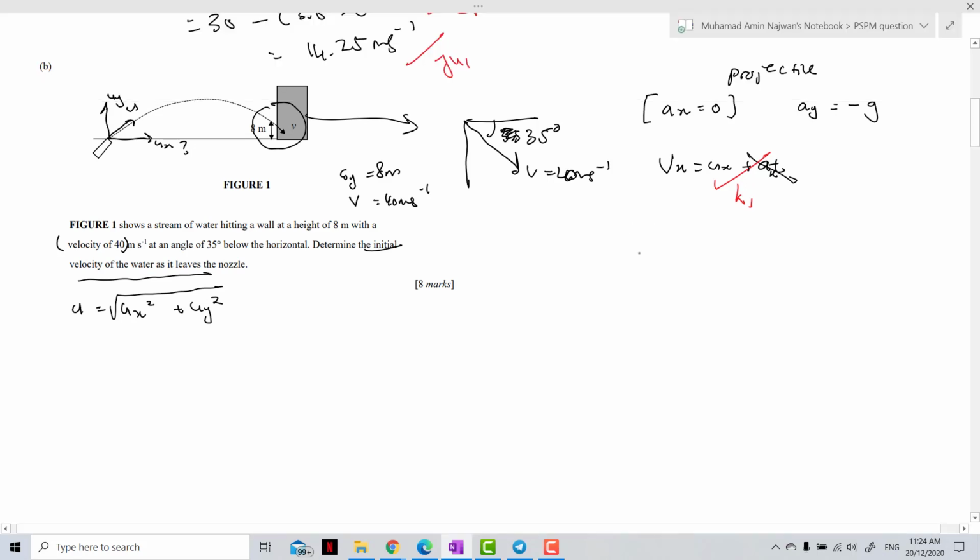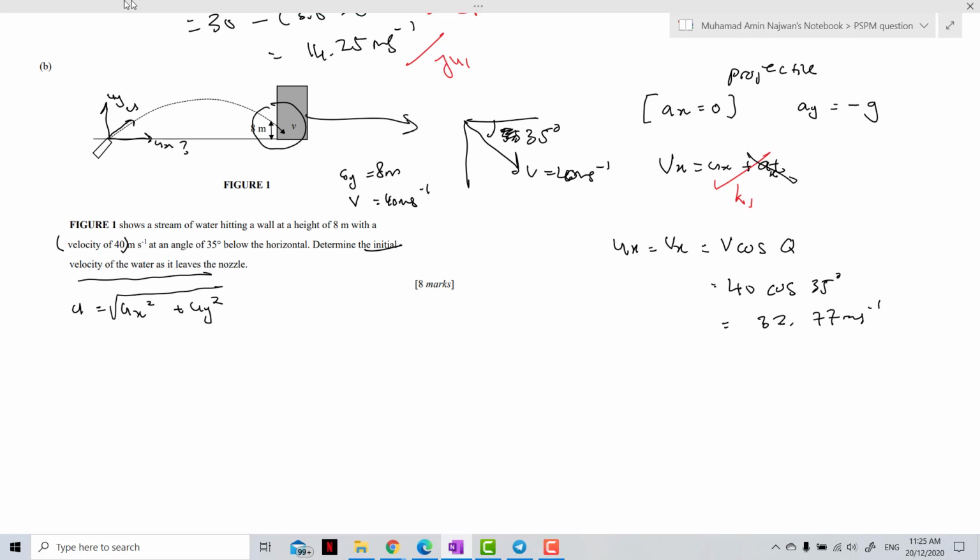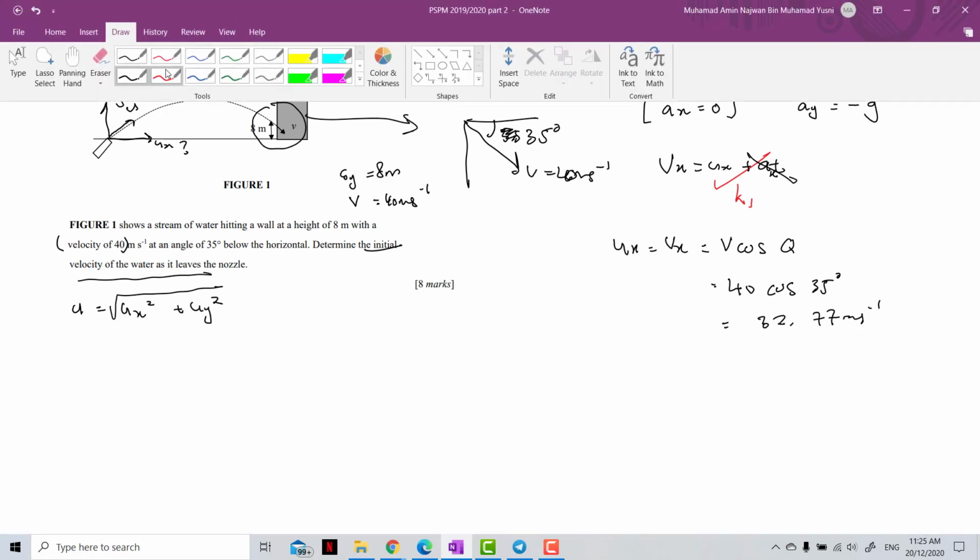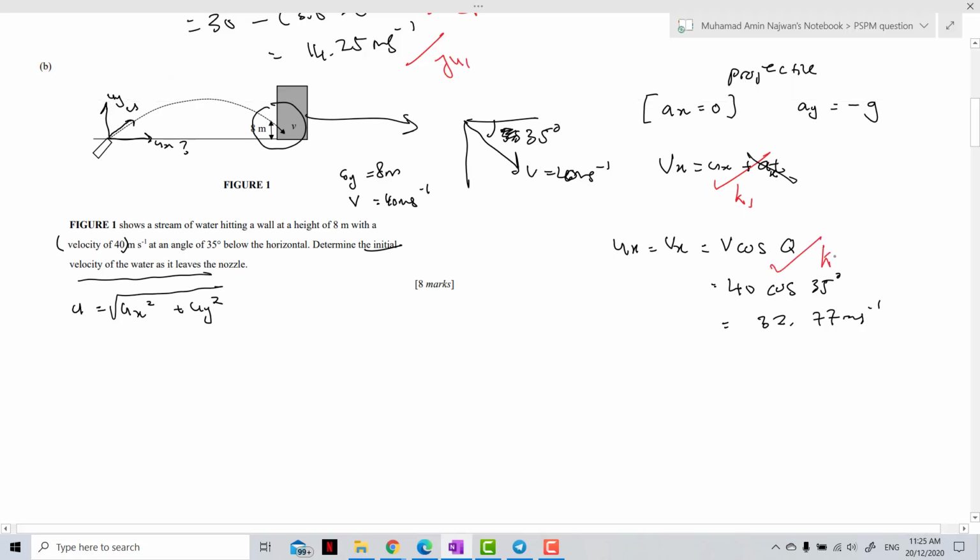If you don't write it, you don't get the concept mark. So, just write anything you feel is important. So, UX equals VX equals V cos theta. The V here refers to 40 cos 35. If you do 40 cos 35, you'll get UX equal to 32.77 meters per second. The second concept mark comes from this equation here. Simple, but you'll get 2 marks. So here we have got UX.